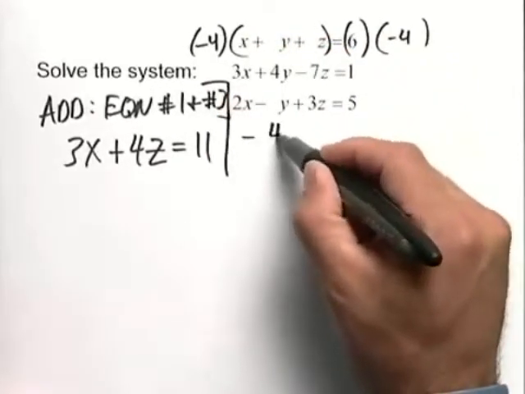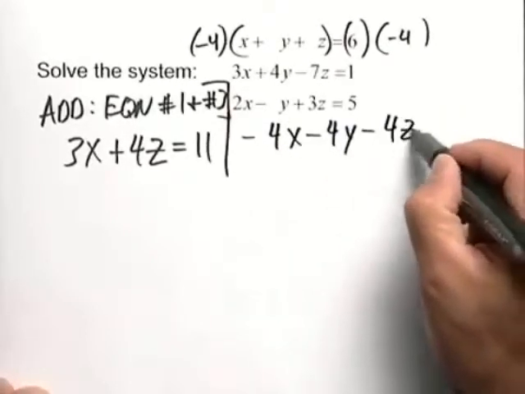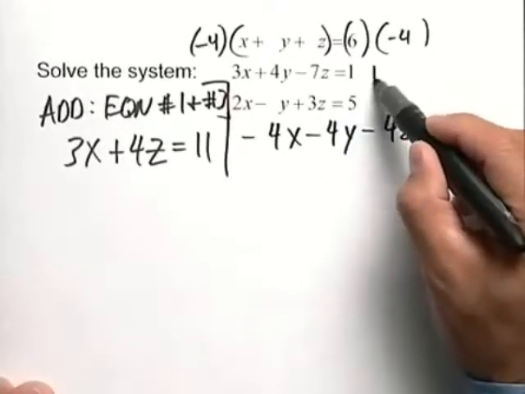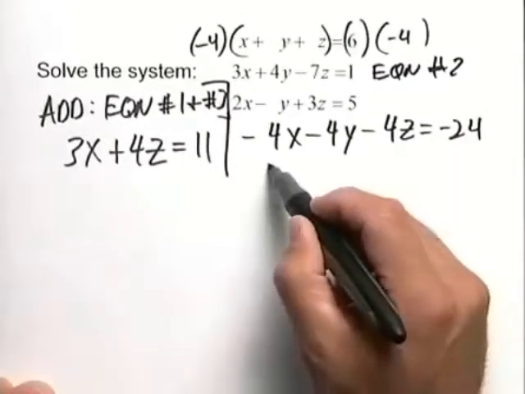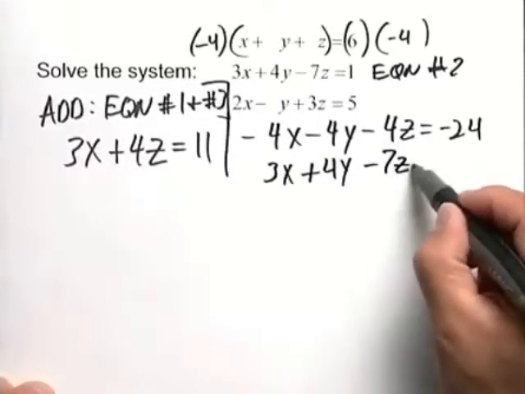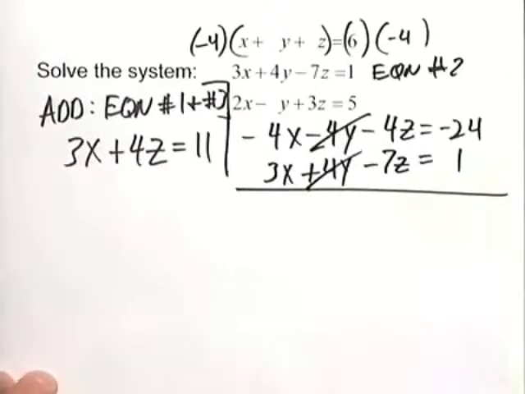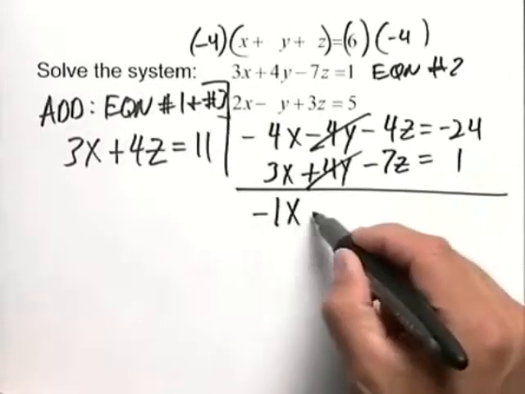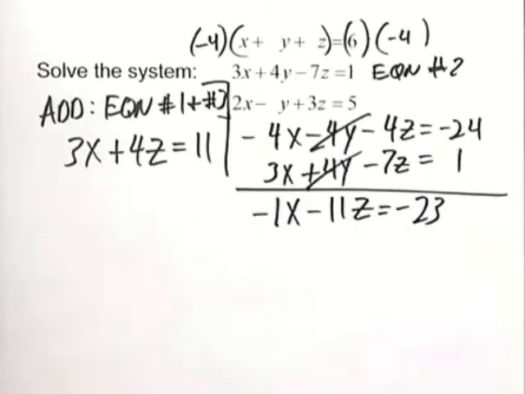We'll have a negative 4x minus 4y minus 4z. That is equal to a negative 24. And remember, we're going to add that here to equation number 2. So we get 3x plus 4y minus 7z equaling 1. And again, by design, when we add down those columns, those y terms disappear, and we obtain a negative 1x minus 11z is equal to a negative 23.